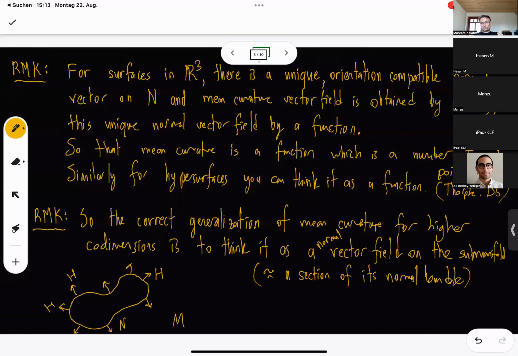In the next lectures we're going to see whether making it zero is going to be a good idea to define minimal submanifolds. There is a unique orientation compatible unit normal vector here also, of unit length, and that makes it unique.